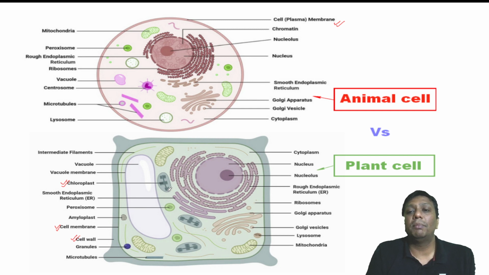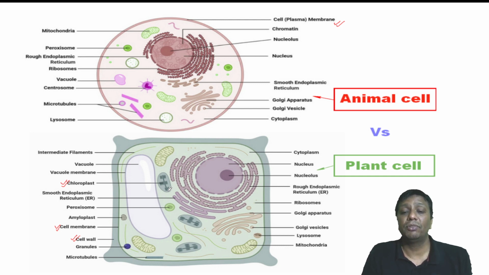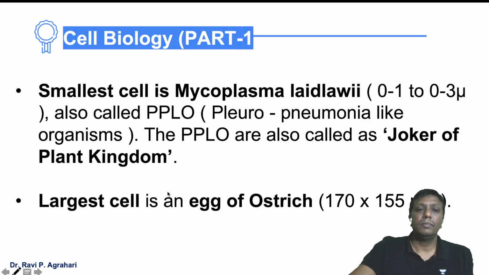I hope you can understand very well, guys. In the case of plant and animal cells, what are the differences? Again I repeat, the many striking differences between plant and animal cells: you remember, it is the presence and absence of the cell wall.